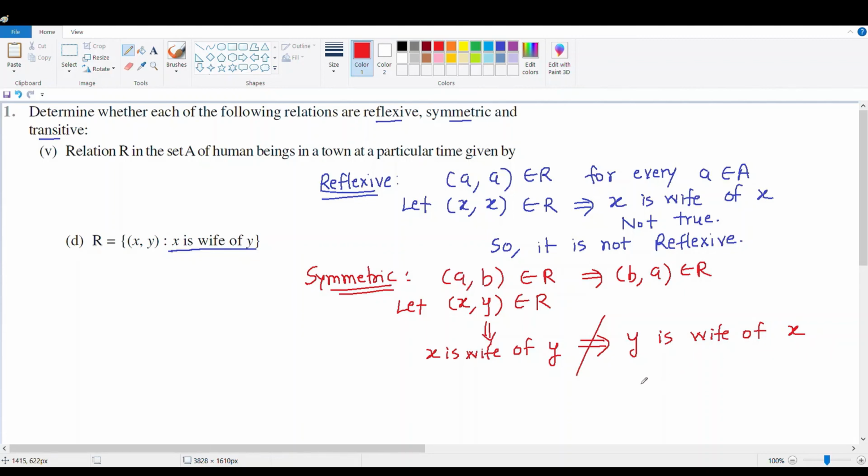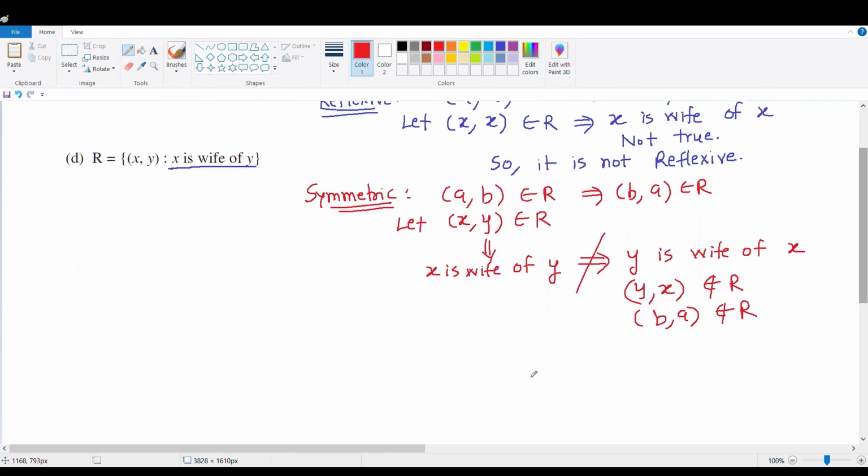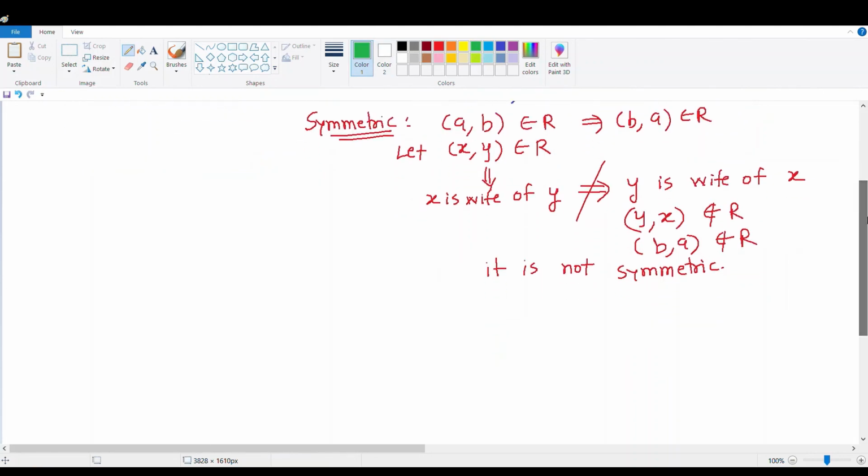It's not true. So (y, x) does not belong to R, and that means (b, a) does not belong to R, and that means it is not symmetric. That relation is not symmetric. Let's check for transitive.